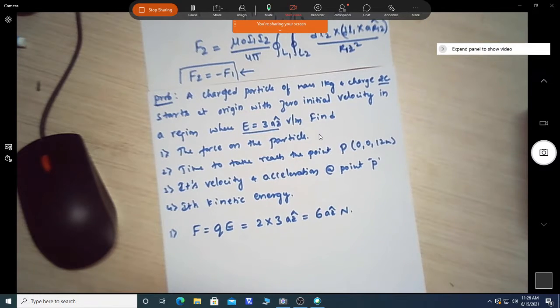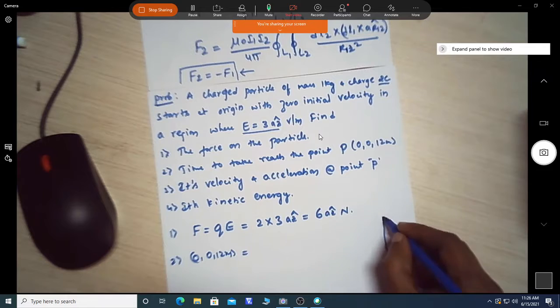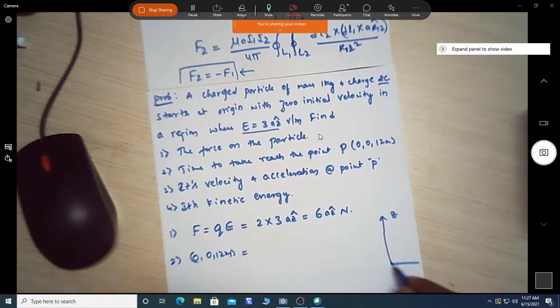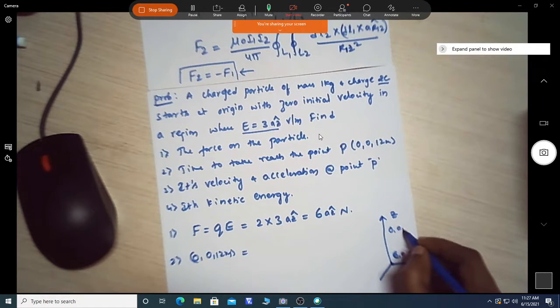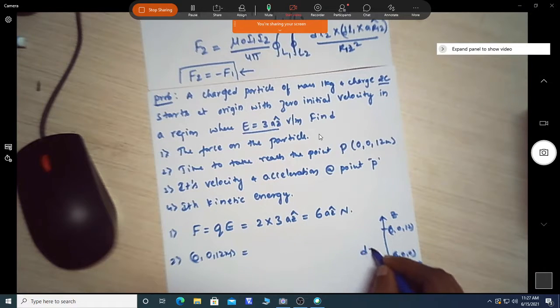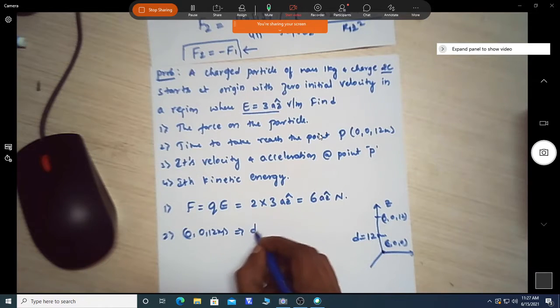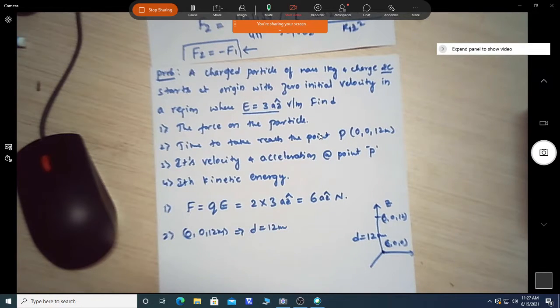Now we have to find the time taken to reach the point (0, 0, 12) meter. Let us assume this is (0, 0, 0) and this is (0, 0, 12). If I take the distance between this point and this point along the z direction, the distance comes out to be 12 meter only.